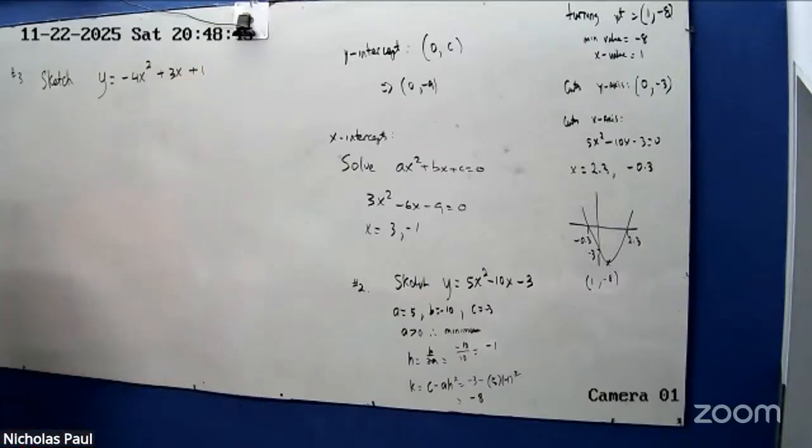Try this. I changed it up a little bit. You'll get some fractions now. Minus 4x squared plus 3x plus 1.